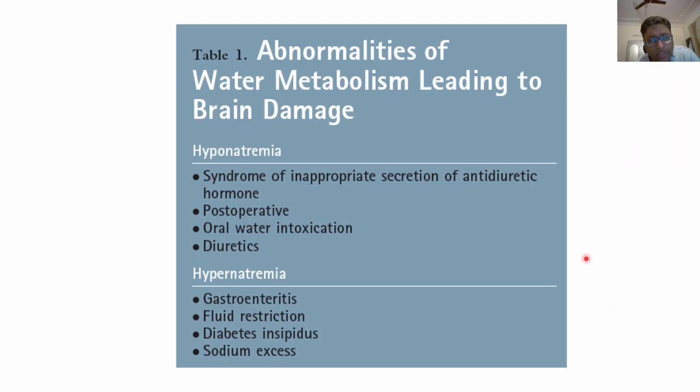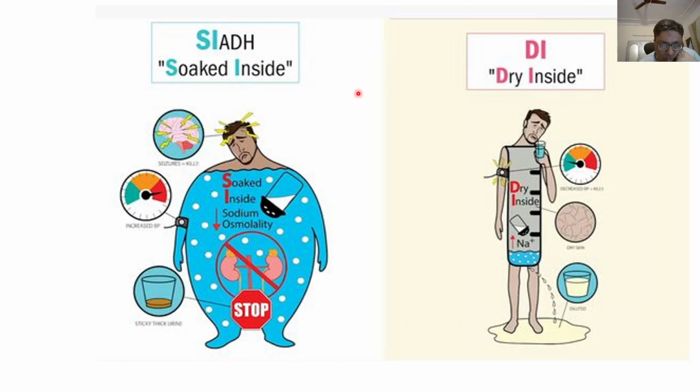These are the common abnormalities of water metabolism which lead to brain damage. Excessive hyponatremia and excessive hypernatremia can both cause brain damage. Common disorders clinically seen are syndrome of inappropriate secretion of antidiuretic hormone, SIADH. It can be postoperative, it can be water intoxication, it can be diuretics. Common hypernatremia scenarios are gastroenteritis, food restriction, and diabetes insipidus, which is the primary cause if you have ruled out other causes, and sodium excess is a rare cause. So two common opposite scenarios are SIADH and DI.